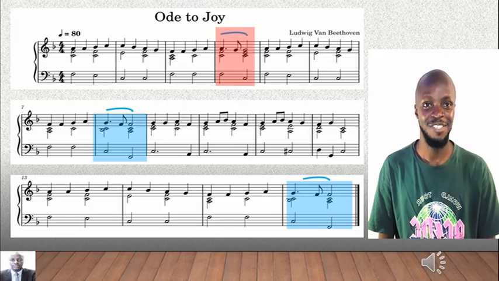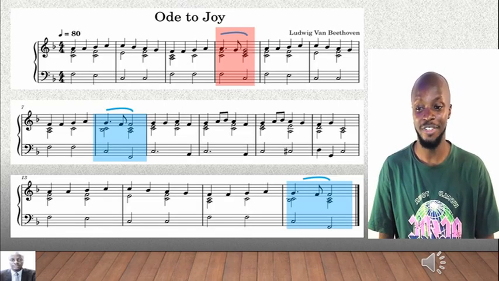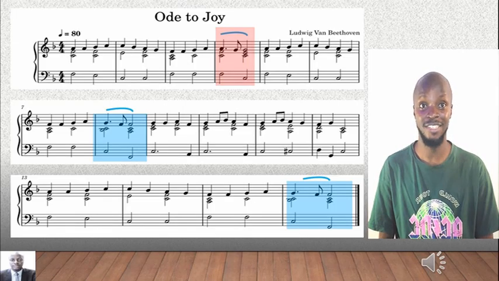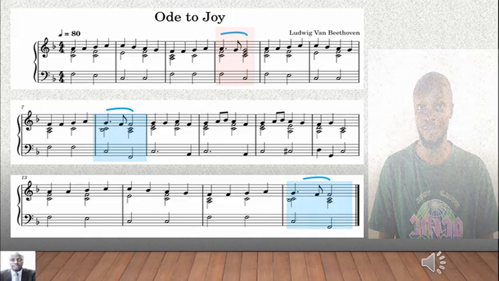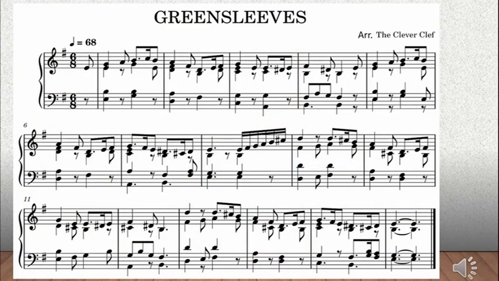All right. So those are the points where you can have cadence in that piece of music, right? Let's go to the second one. Okay, we have the second one here, Greensleeves, as arranged by my humble self.